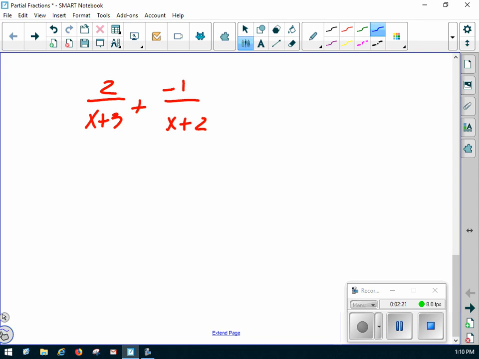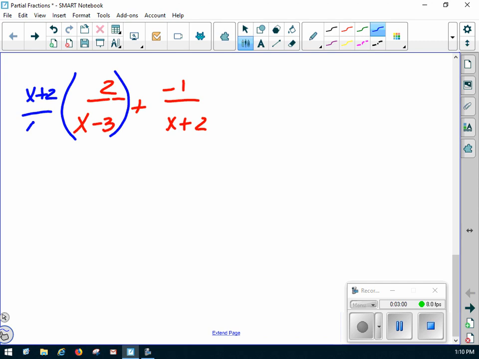How do you add two fractions? Common denominator. What's the common denominator? No, not 6. X plus 3, I think I wrote it down wrong. That's x minus 3, isn't it? Yep. So the common denominator is x minus 3 times x plus 2. What does this fraction need? It needs the x plus 2.